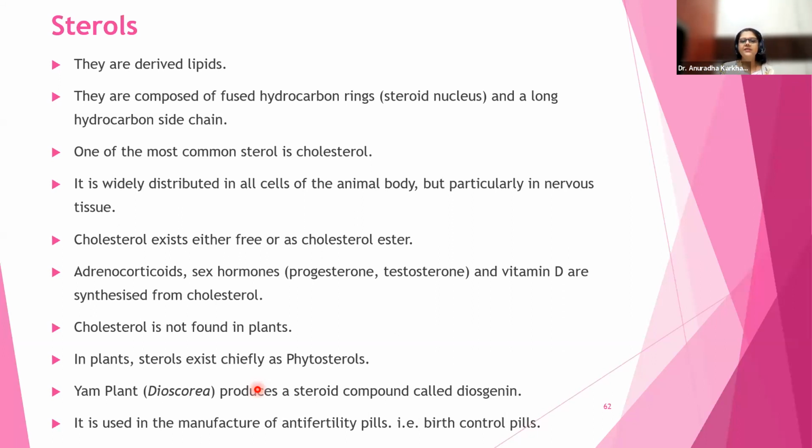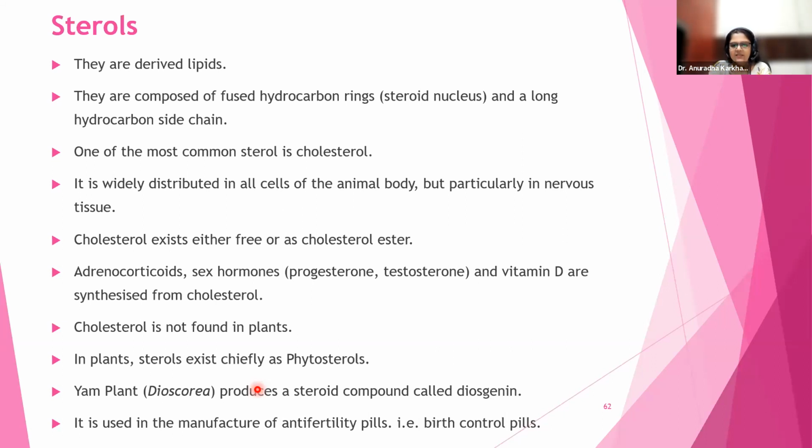Cholesterol is not found in plants. In plants, sterols exist chiefly as phytosterols, that is plant sterols. The yam plant Dioscorea produces a steroid compound called diosgenin. याम खाते हो? याम जो होता है ना Dioscorea का, what we eat is actually a modified stem of Dioscorea. It is eaten generally during fasting. It is not your Ipomoea potatoes. रतालू नहीं है वो. It's not sweet potato. It's yam. Appears like that only.